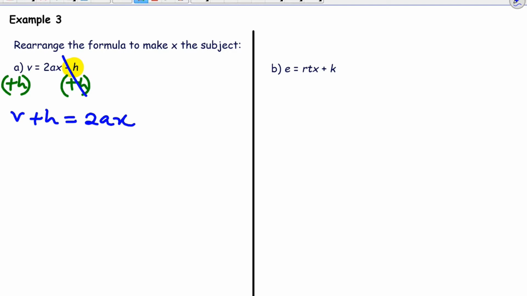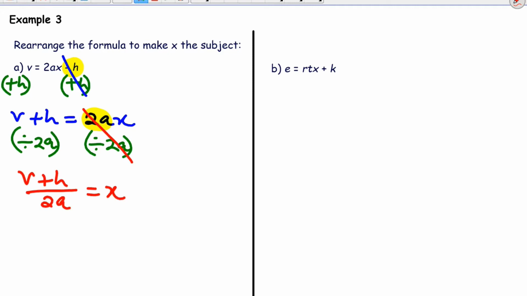Now, you can see that x here is multiplied by 2a, okay? And the goal is to be left with x only. So we are going to divide by 2a to get rid of 2a on the right. So divide by 2a. So 2a divided by 2a, that will be equal to 1. So that's gone. So we'll be left with v plus h over 2a is equal to x.